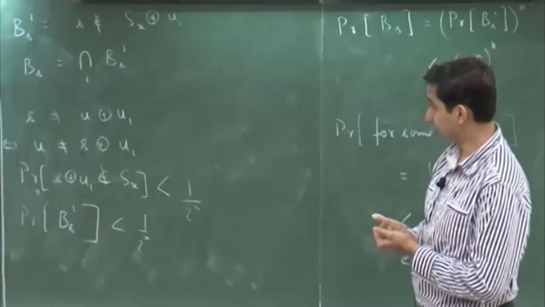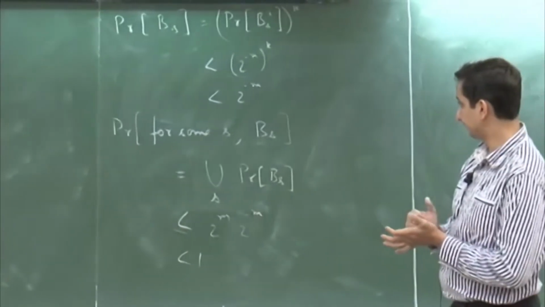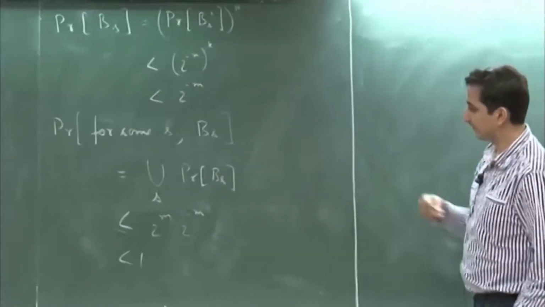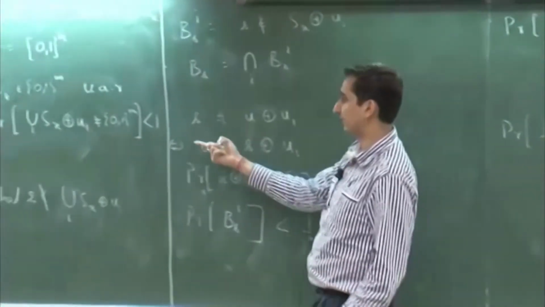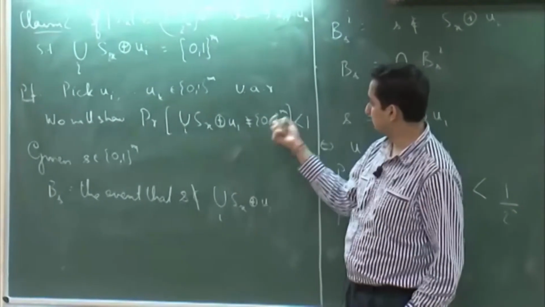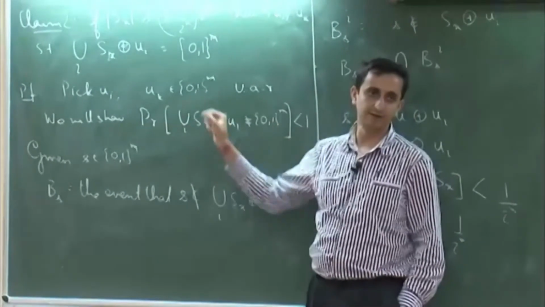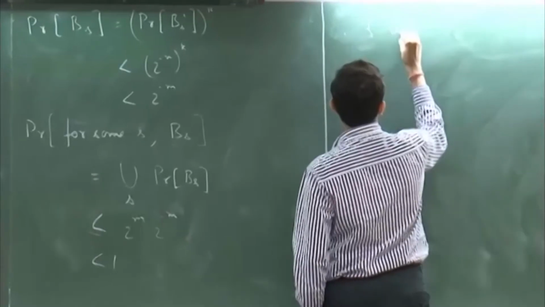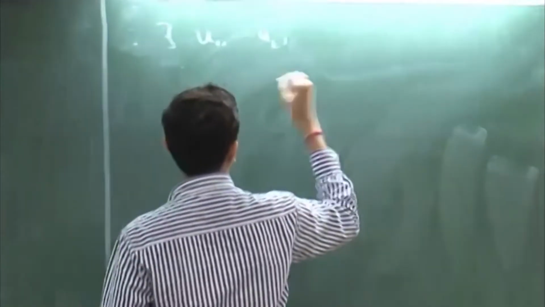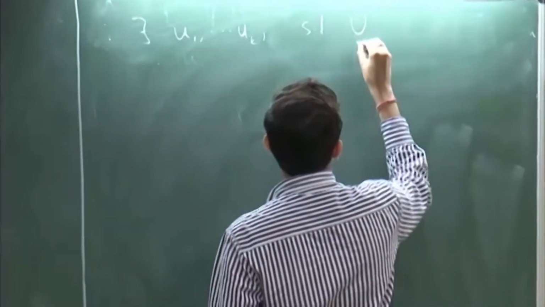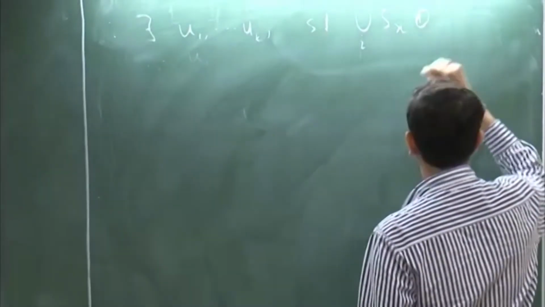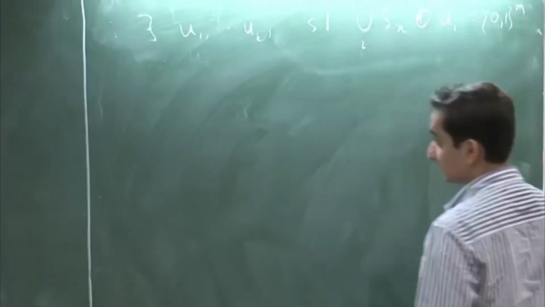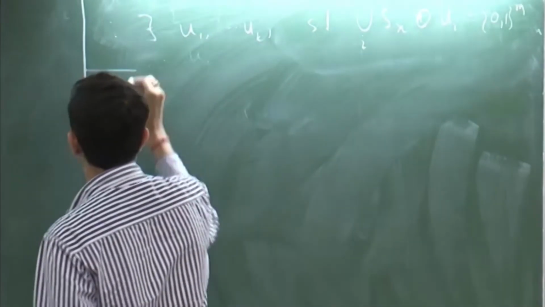So are we done yet? Yeah. So the probability that for some S, S does not belong to this union, we have shown to be less than 1, and that is what we actually wanted here. That the probability that there is some S in this set which does not belong to the union. So therefore there exists some set of vectors u1 to uk such that the union of S of x XOR u of I is the entire universe. Okay.